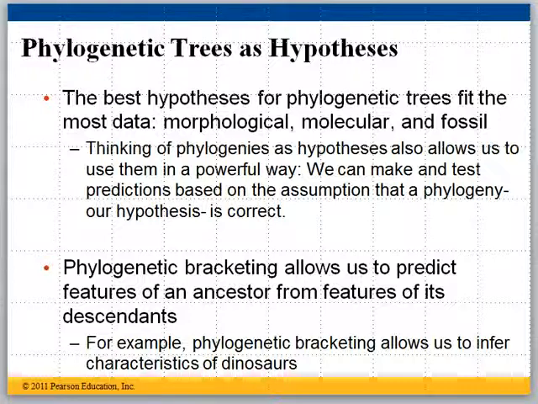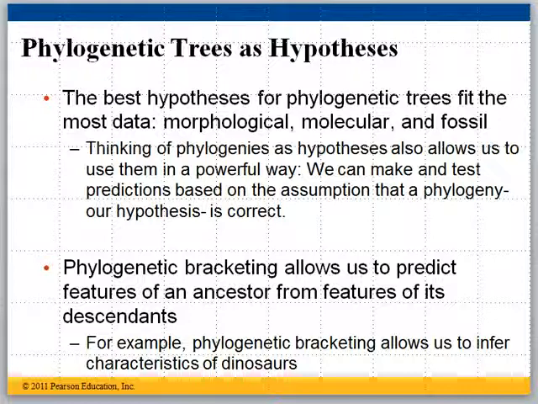Thinking of phylogenies as hypotheses also allows us to use them in a powerful way. We can make and test predictions based on the assumption that a phylogeny, our hypothesis, is correct. So we can test to see if it might be correct, and we can go out to the real world and look for fossils or look for molecular data to see if our phylogenetic tree, if our ideas are supported or if they are not.